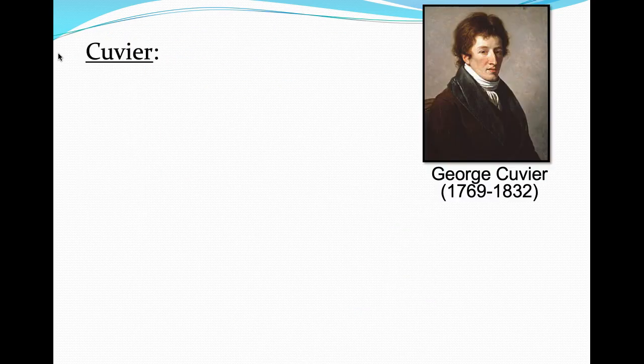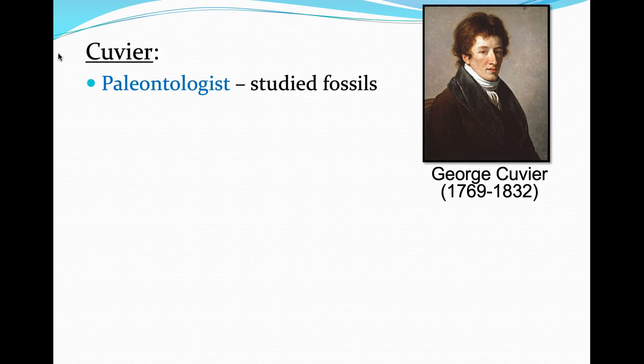Another scientist that contributed to Darwin's ideas, even though he strongly disagreed with and opposed evolution, is Georges Cuvier. He was a paleontologist who studied fossils. What he noticed in the layers of sedimentary rock was that at every level, each organism was slightly different.